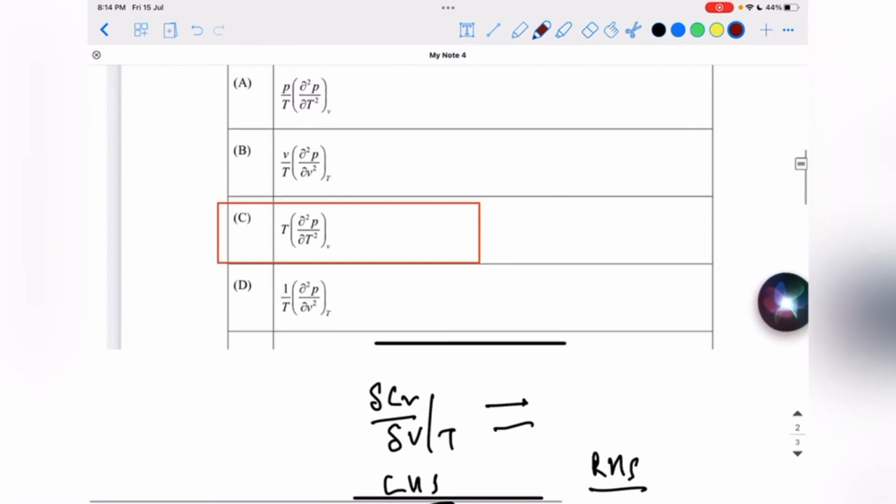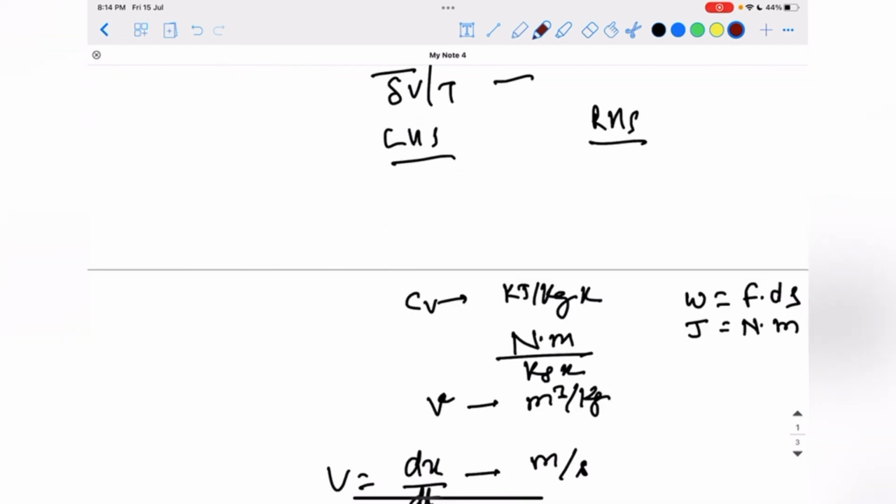So this is a simple trick you may apply when you don't know anything, when you don't know how to approach a question, and it may work and you may get the 100% result as well. But the problem is, if any other option contains the same unit, then you have to make a choice.